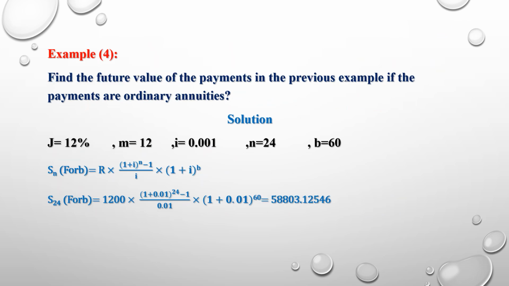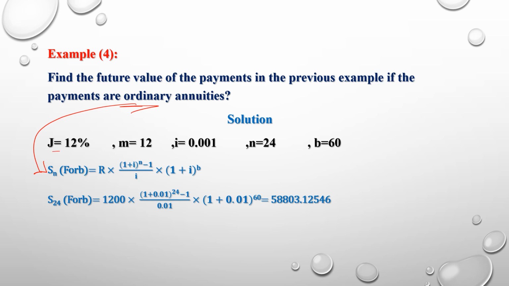Another example: find the future value of the payments in the previous example if the payments are ordinary annuities. Again, he wants you to resolve the previous example, but assuming that the annuities are ordinary, not due. So we will use the formula of the future value of a forborne ordinary annuity, which equals R times (1 plus I) power n minus 1 over I times (1 plus I) power b.